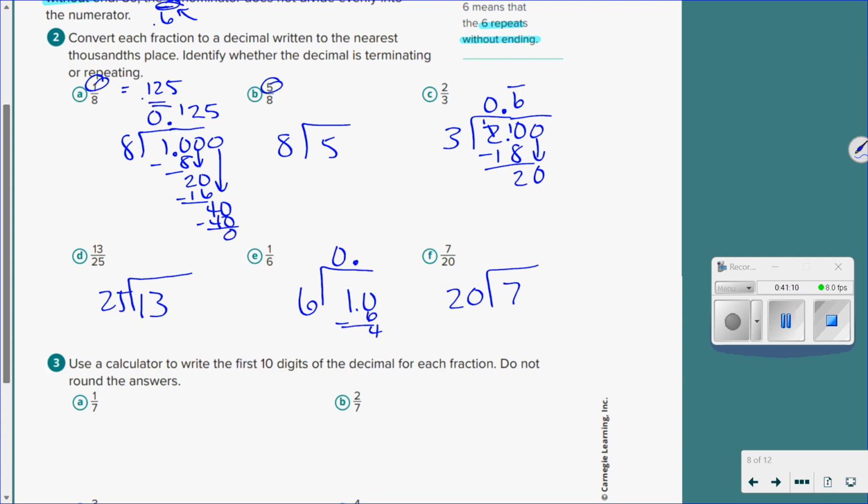So you have a 4. I'm not at 0. So I need to bring another trailing 0. 40 is going to go 6 times. Subtract 36 gives me a 4. See a pattern? No. Will that ever change? No. Did the 1 repeat? No. So a bar does not go over the 1. It only goes over the 6. Does that make sense? Okay.